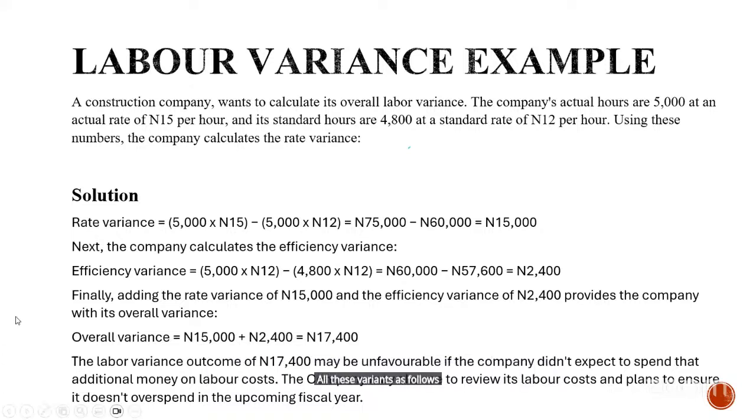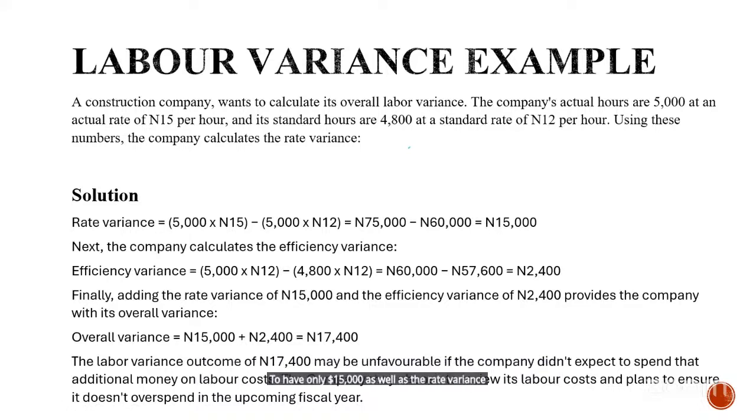So from the formula we have what? Rate variance equals what? The actual hour, which is 5,000, multiplied by the actual rate, 15 naira per hour, minus the actual hour, 5,000, multiplied by the standard rate, 12 naira. So 5,000 times 15 gives us 75,000 naira. Then 5,000 times 12 naira gives us 60,000 naira. By the time you subtract 60 from 75, that will give us 15,000 naira as the rate variance.